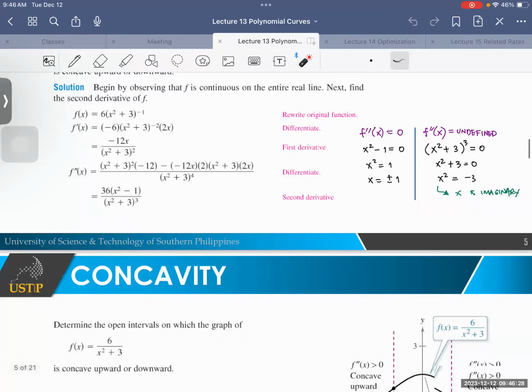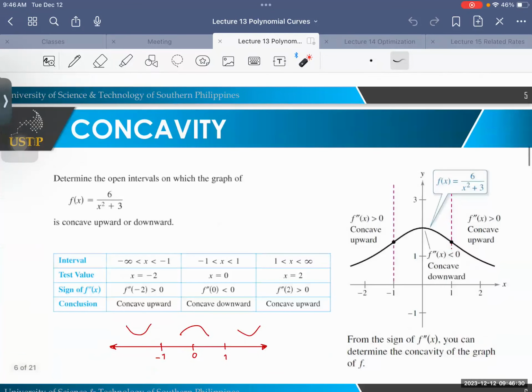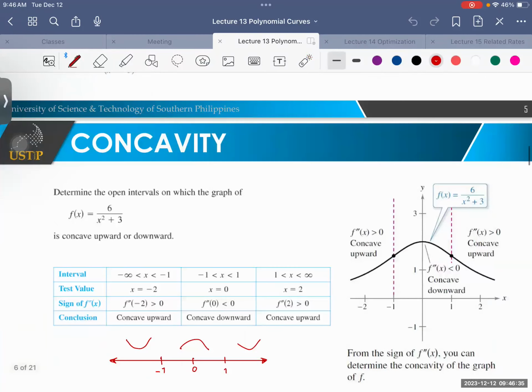So these are what we consider as the endpoints of our intervals. The first interval, same as always, we go through the number line. So the first interval would be negative infinity to negative 1. Open interval, then negative 1 to 1, and then 1 to positive infinity. Okay?